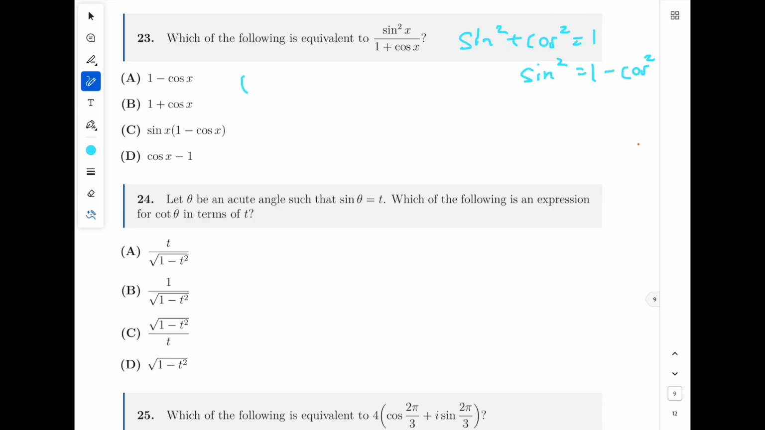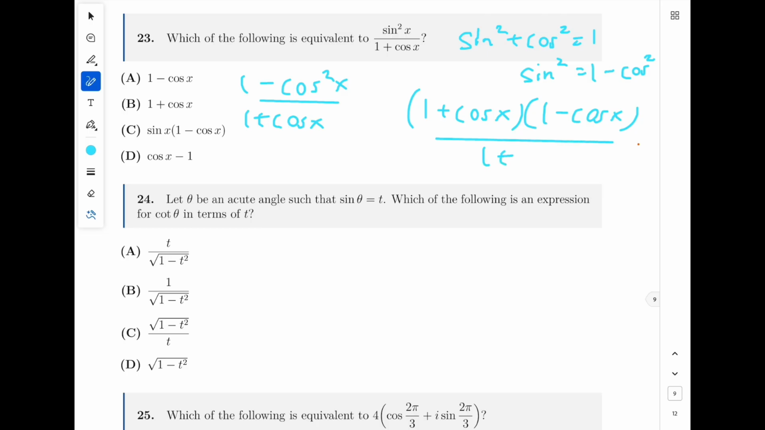So this is 1 minus cos square x upon 1 plus cos x, but the numerator is just difference of squares, which is 1 plus cos x into 1 minus cos x over 1 plus cos x. And then you cancel this, you're left with 1 minus cos x, which is option A.